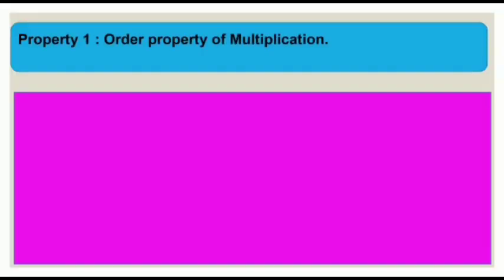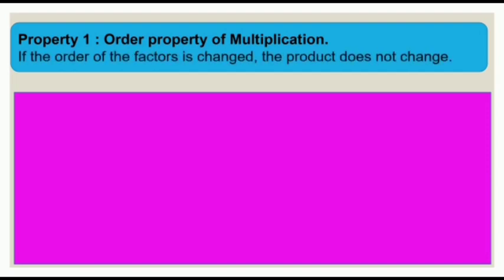So here property number one is the order property of multiplication. That is, if the order of the factors is changed, the product does not change. If the order, मतलब places of the factors, मतलब क्वेश्चन, जो क्वेश्चन है मल्टीप्लिकेशन का उसको क्या बोलते हैं फैक्टर्स, उसका ऑर्डर या उसका प्लेस अगर आप लोगों ने चेंज किया, हम लोगों ने वो चेंज किया, the product does not change, मतलब उसका आंसर चेंज नहीं होगा.